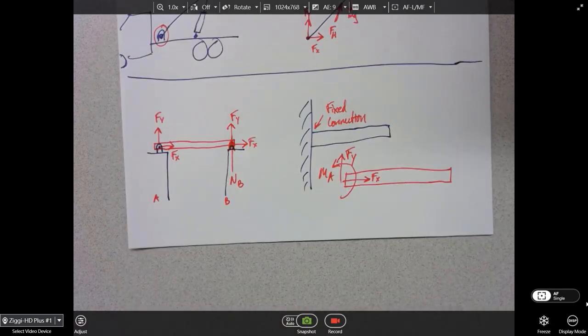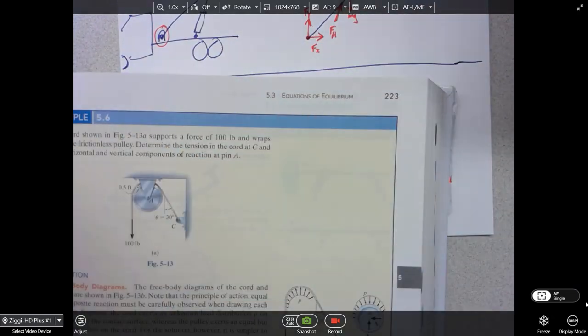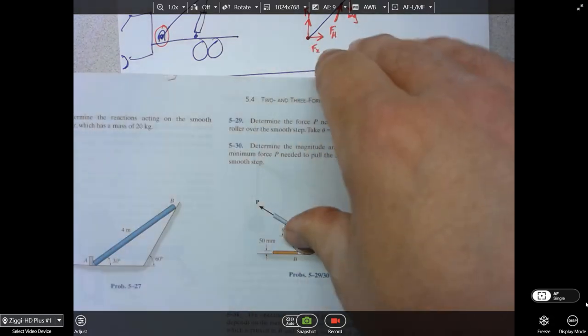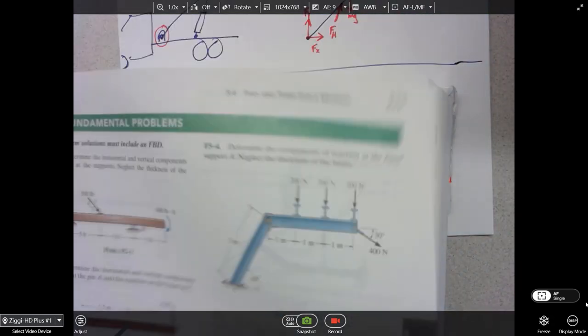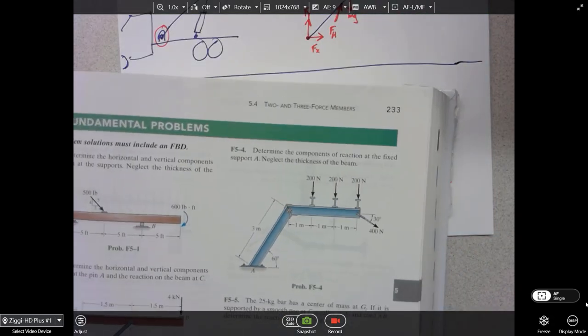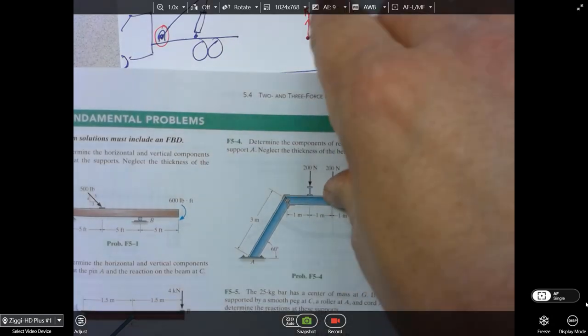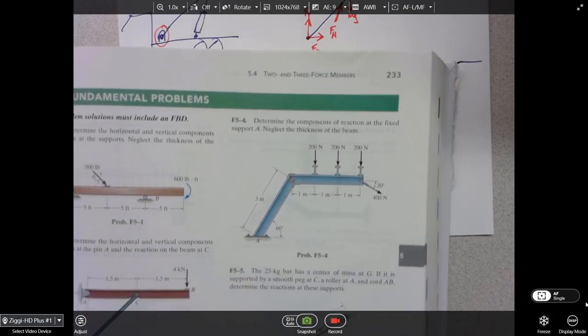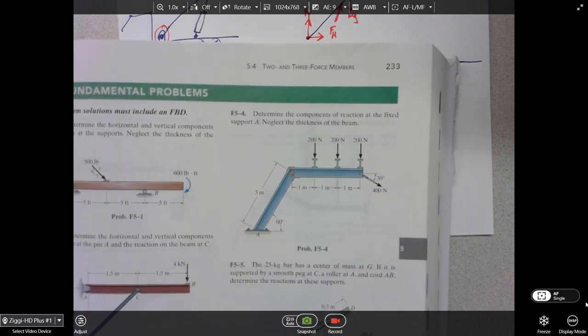I want to spend some time getting some facility with drawing free body diagrams. So let's flip forward in the chapter a little bit and look at some problems. And I would like you to draw the free body diagram for F54.